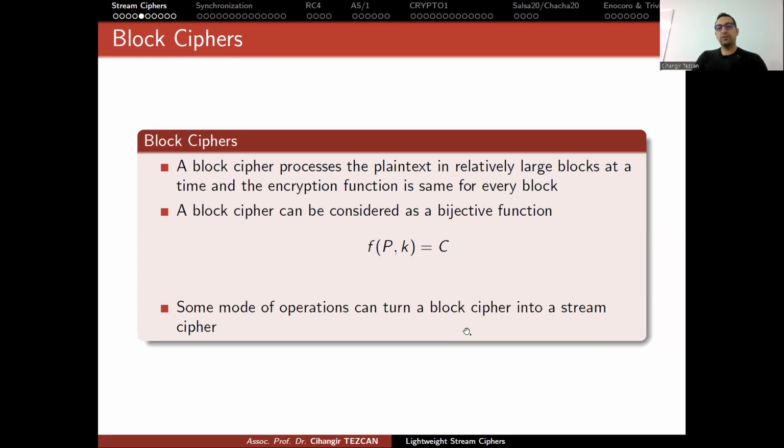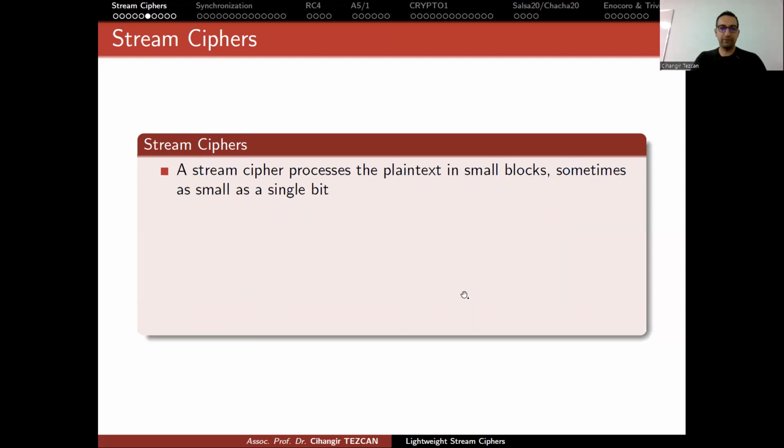Some modes of operation can turn a block cipher into a stream cipher. We have actually already seen them, like counter mode. But at that time, we didn't know what a stream cipher is. Now we are going to understand what the stream cipher is, and then we will understand why we say that those modes of operation turn the block cipher into a stream cipher.